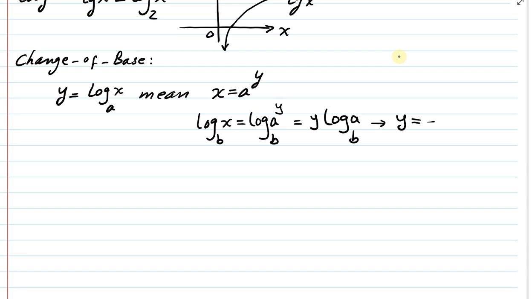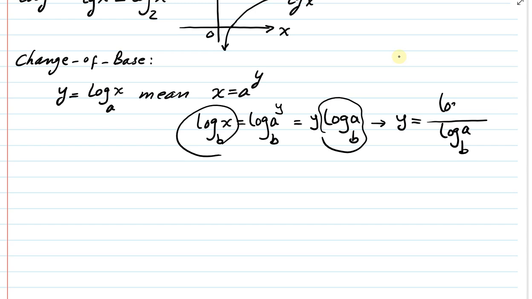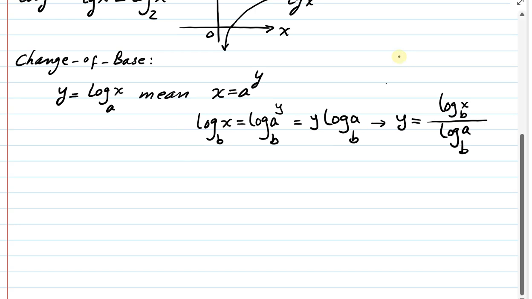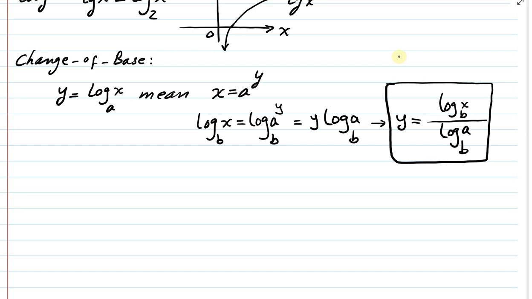To solve for y, we're going to divide both sides by the coefficient on y, which is log base b of a. So I'm going to divide both sides by that. The right side divided by it, of course, it goes away. The left side, you're going to get log of x in base b divided by the coefficient on y. And there you have it. This is indeed what the change of base formula looks like.